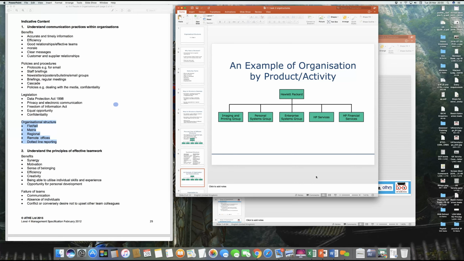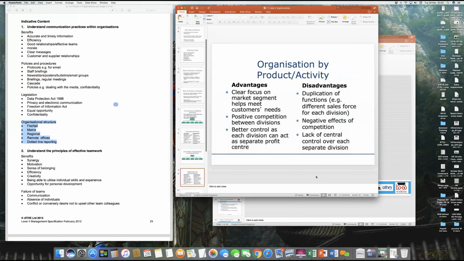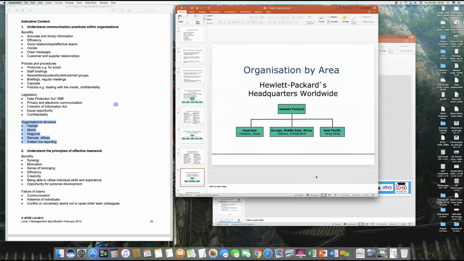Okay. Then the other is if an organization is geographically organized. So you have Hewlett Packard, whose head office is based in the US. So you have Hewlett Packard Americas, you have Hewlett Packard operations in Geneva in Switzerland, which is managing all of the Middle East, Europe, and Africa. And then you have the Asia Pacific operations based in Hong Kong. And this is nothing but the structure of the organization done on the basis of geography.